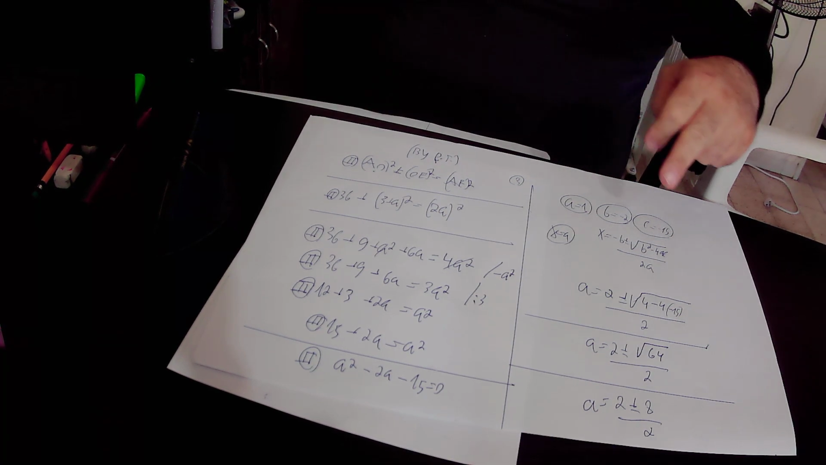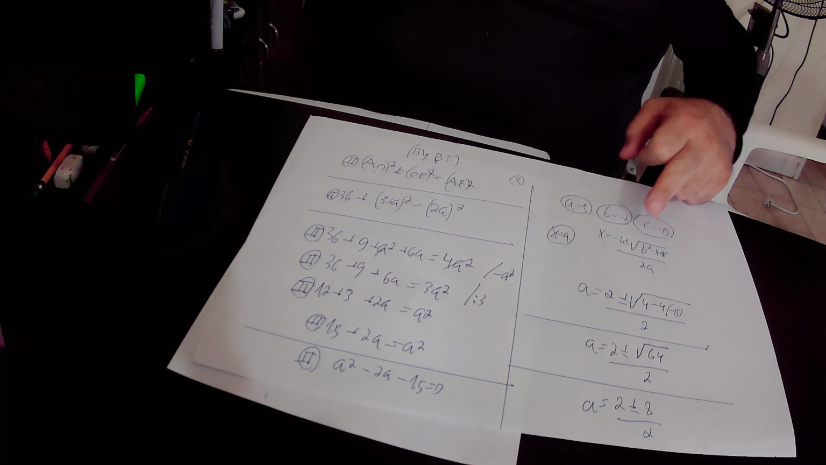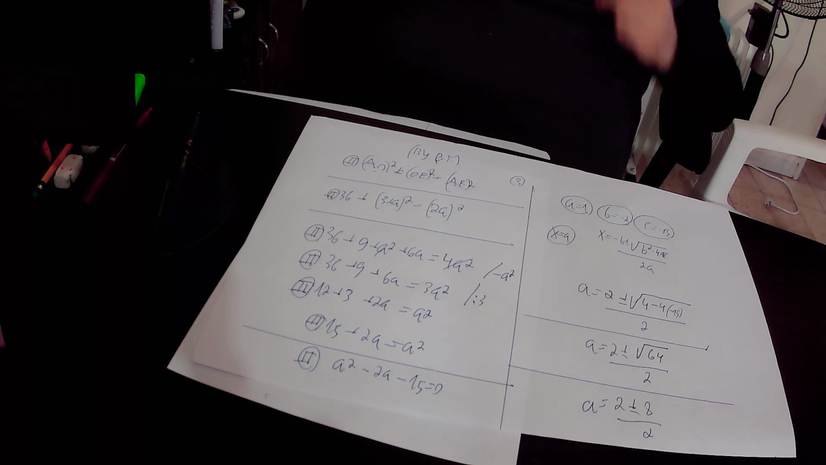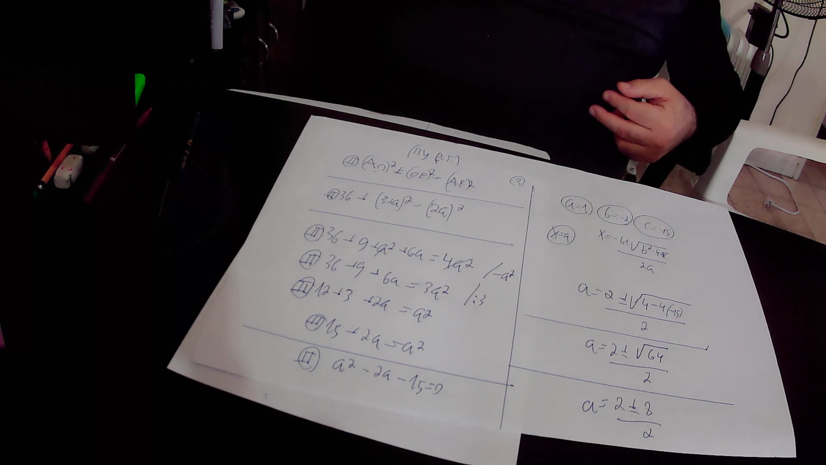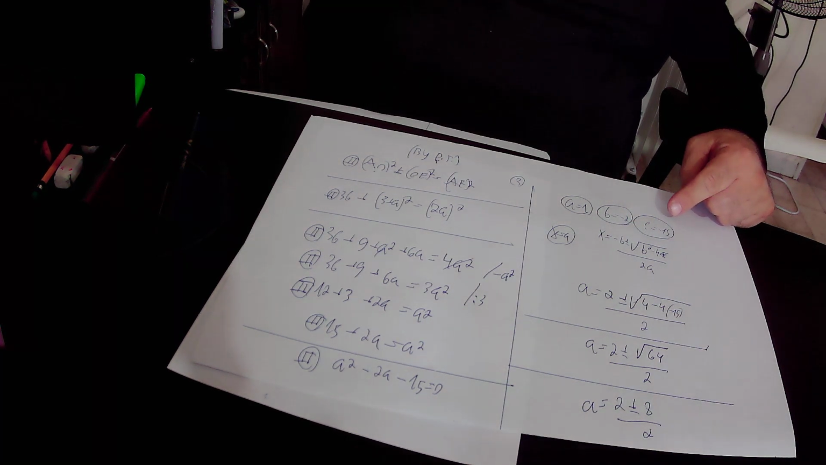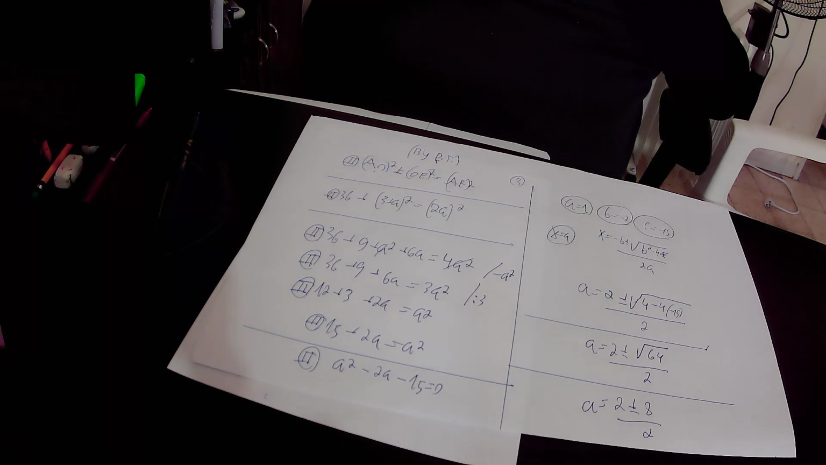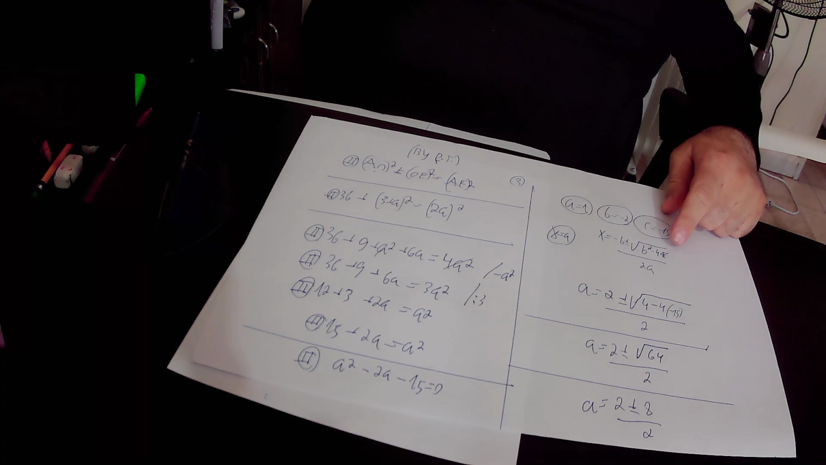So here A will be equal to, according to this formula, minus b. b is minus 2. Minus minus 2 is plus 2. Plus minus the square root of b squared. b squared is minus 2 squared. Minus 2 squared is 4. Minus 4 times a, which is 1.